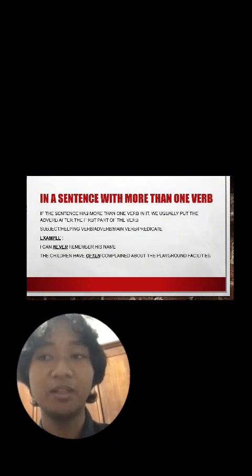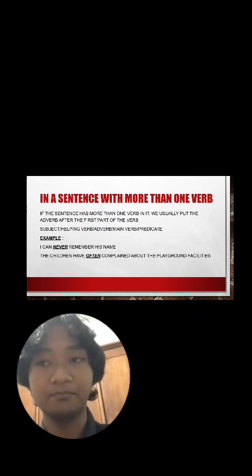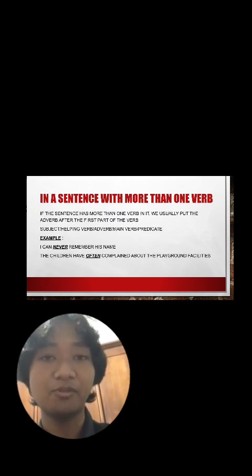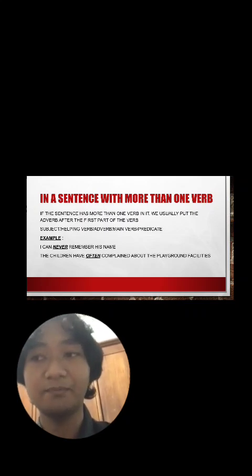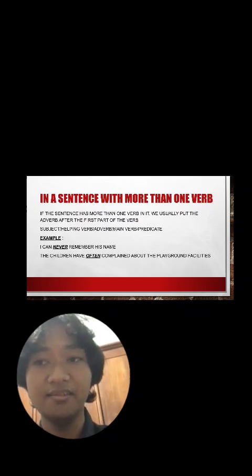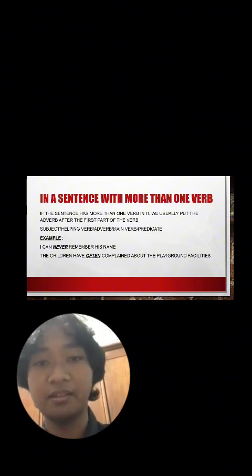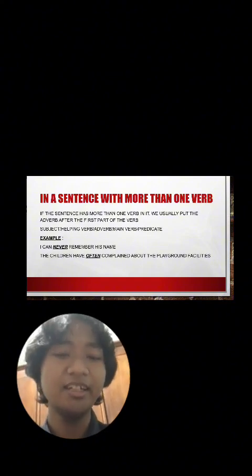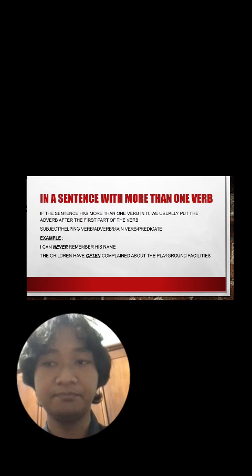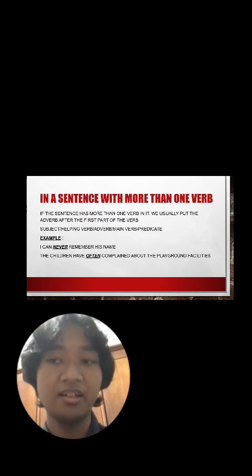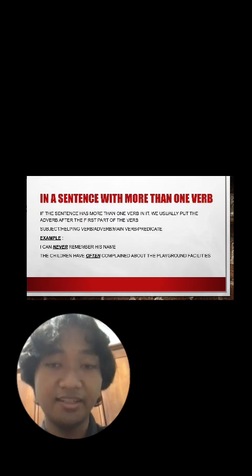In a sentence with more than one verb. If the sentence has more than one verb in it, we usually put the adverb after the first part of the verb. The structure is subject, helping verb, adverb, main verb, and predicate. For example, I can never remember his name. The children have often complained about the playground facilities.